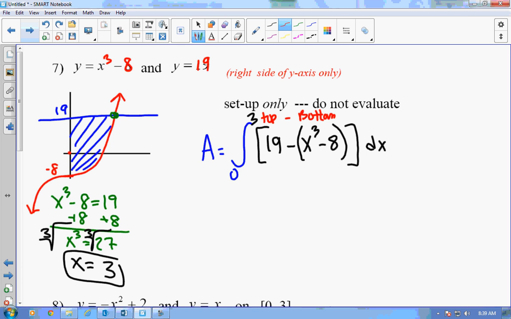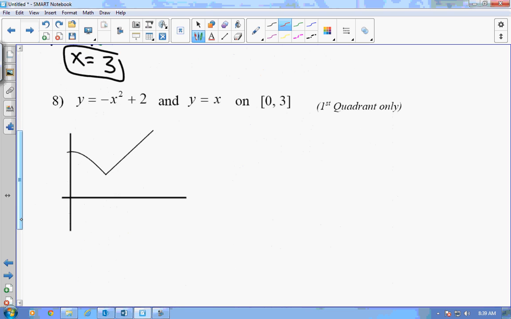Okay? And one more, number 8. This one we'll actually evaluate. Okay, negative x squared plus 2, and y equals x on the interval 0 to 3 for only the first quadrant, which is from 0 to 3 anyway. Okay, so obviously the curve is the quadratic, and the linear is x. How do we know this point? Set them equal to each other.